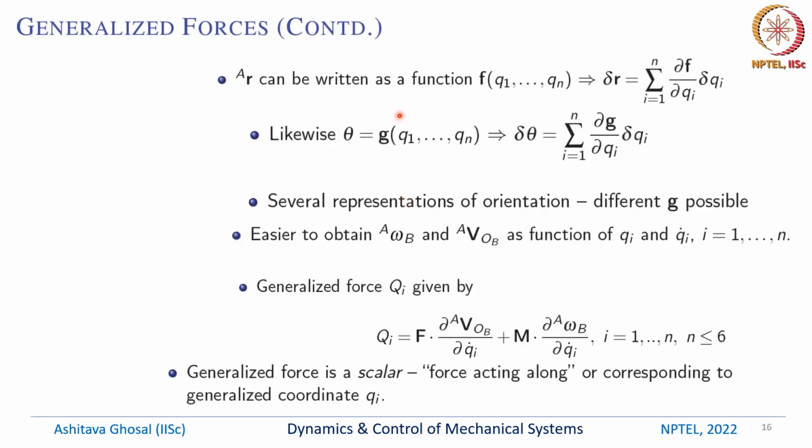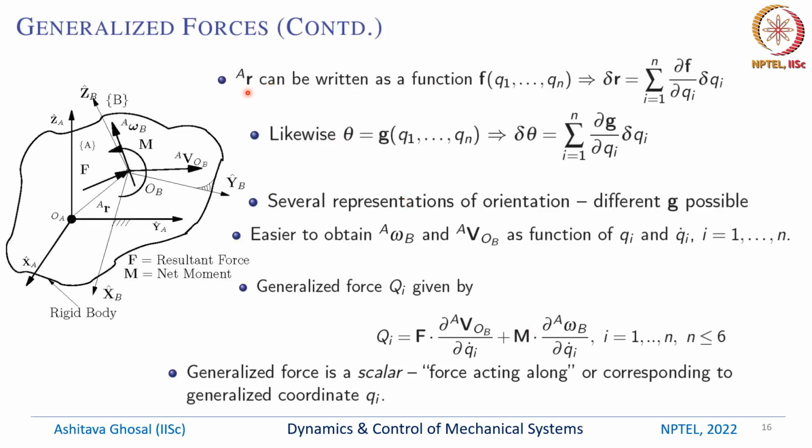So let's go a little bit more. So we have this AR. So we can write this AR, and I will show you examples, as a function of q1 through qn. So what is this delta r? It is nothing but the partial derivatives of this function with respect to qi into delta qi. So this is the standard form of writing what is dq. So instead of writing small dr, we could have written this also as dq, but the same thing I'm writing here.